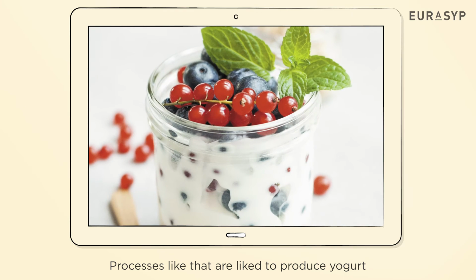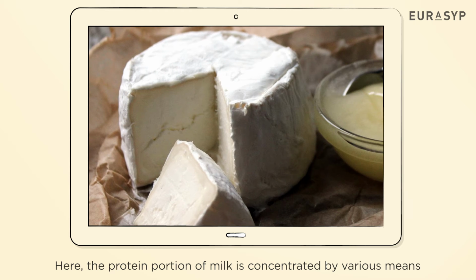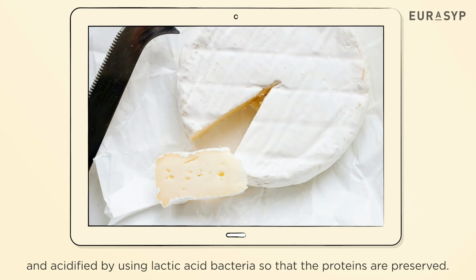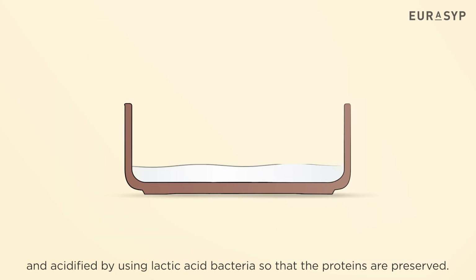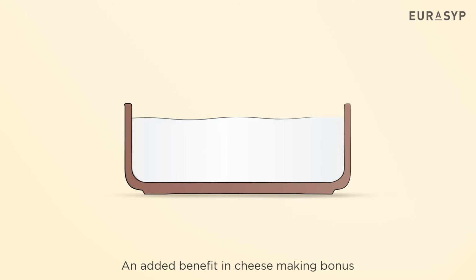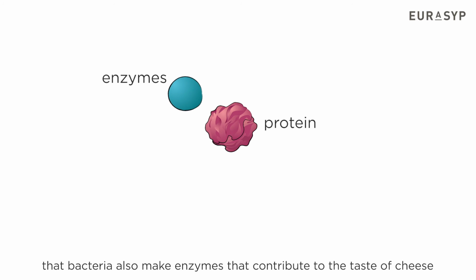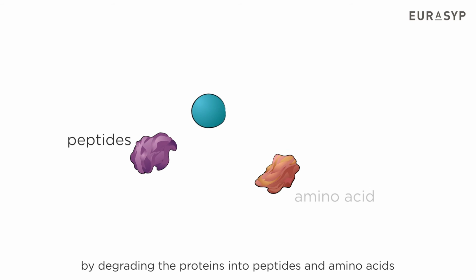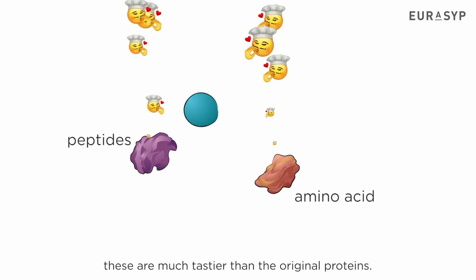Processes like that used to make yogurt are also used to make cheese. Here, the protein portion of the milk is concentrated by various means and acidified using lactic acid bacteria so that the proteins are preserved. An added benefit in cheese making is that, as well as lactic acid, the bacteria make enzymes which contribute to the taste of the cheese by degrading the proteins into peptides and amino acids. These are much tastier than the original protein.